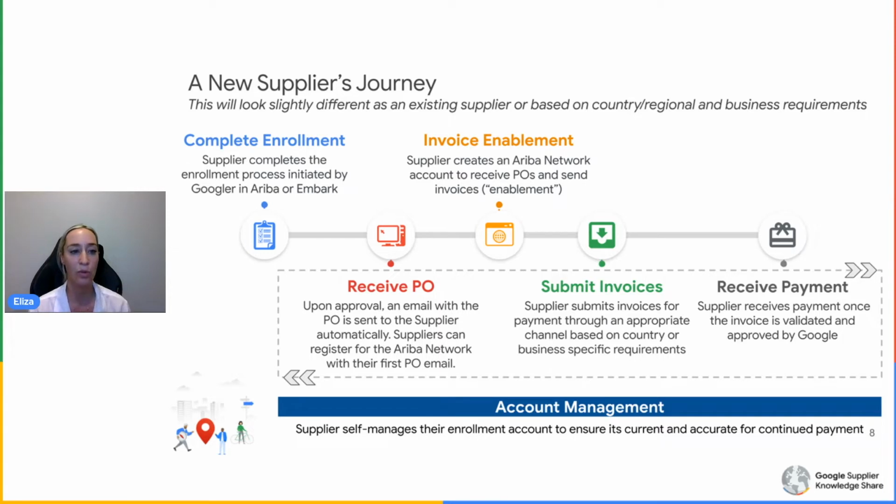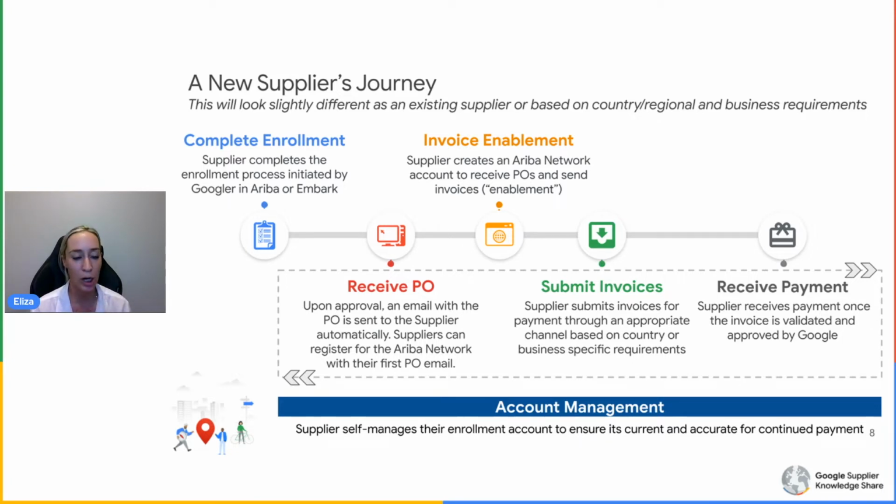The second step, once enrollment is complete, is receiving the PO from us. That does come through automatically in email. And the first one you get from us is really important because it acts as a prompt for you to get set up on the Ariba network for the downstream activity of invoice and payment if you're eligible to use it based on your country requirements and regulations. So that brings us to that third step of invoice enablement.